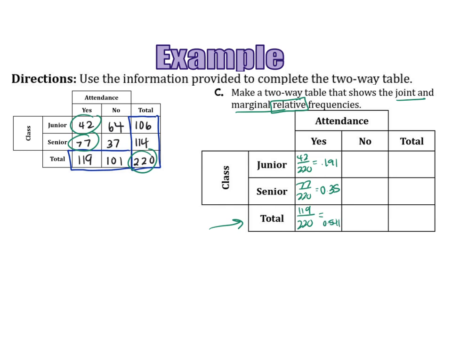Go ahead and pause the video and fill in the remaining 6 spots on the table with both the fraction and the decimal version. Hopefully you gave yourself enough time to finish that off. You can go ahead and pause the video and make sure that our tables look the same before we jump into part D, where we're actually going to make a two-way table with this data that shows conditional relative frequency based on the row totals.